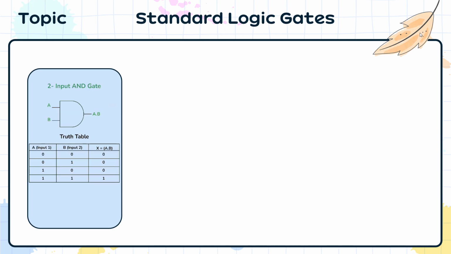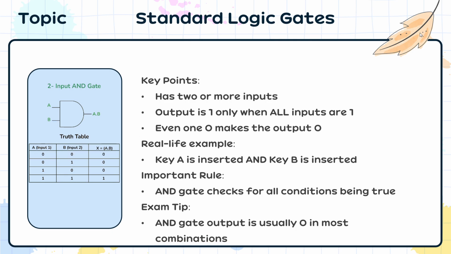The next gate is the AND gate. The AND gate has two or more inputs. The output is 1 only when all the inputs are 1. If even one input is 0, the output becomes 0. You can think of it like a security system. All conditions must be true for the system to work.